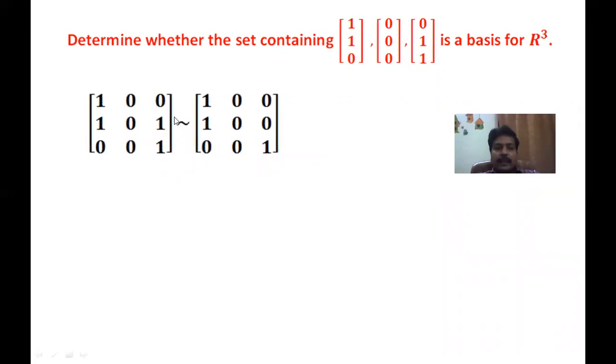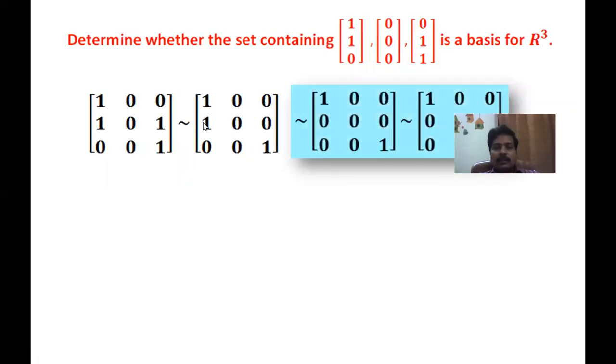So this can be converted as 1 0 0, 1 0 0. First row is as it is. So I am performing R2 minus R3, which gives 1 minus 0 is 1, 0 minus 0 is 0, and 1 minus 1 is 0. Third row remains the same. So this matrix can be converted as this one.